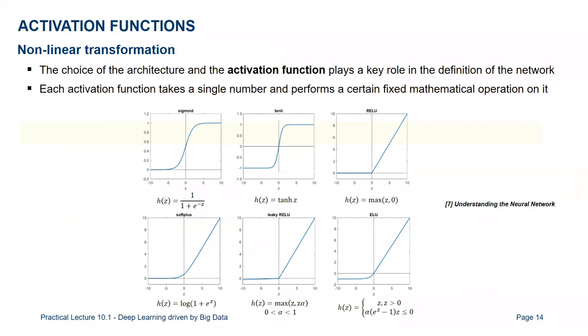And of course, there are many activation functions available, right? What the activation function does is take a single number and perform a certain fixed mathematical operation. Here you see some examples. There are many types, but when you start to work with machine learning and deep learning, you realize that the ones actually used in practice are not so many. There is not a fixed rule for choosing the activation function that you want to have in your hidden layers.